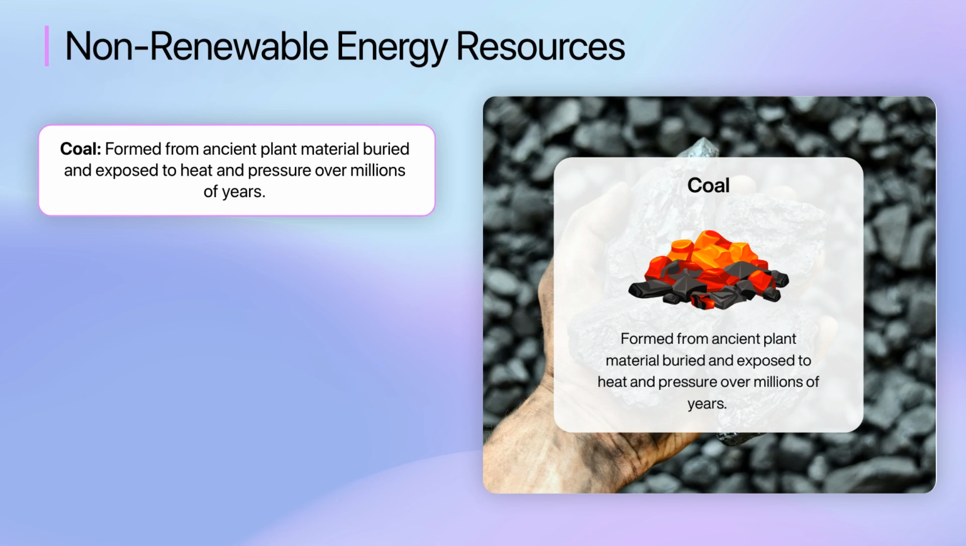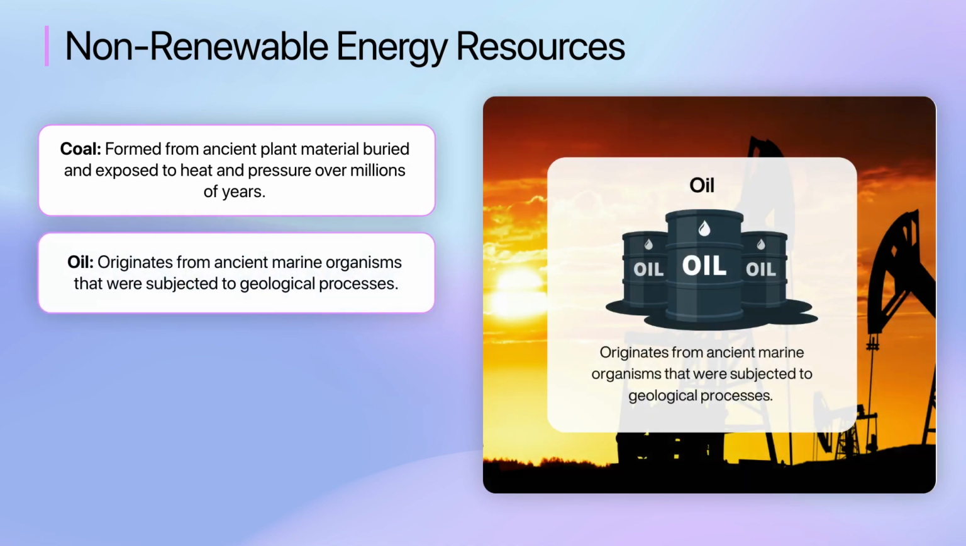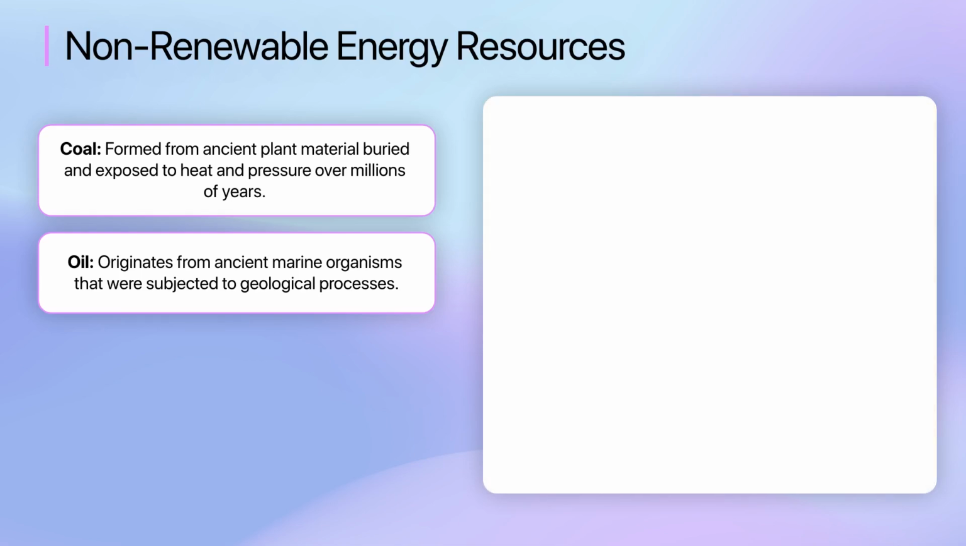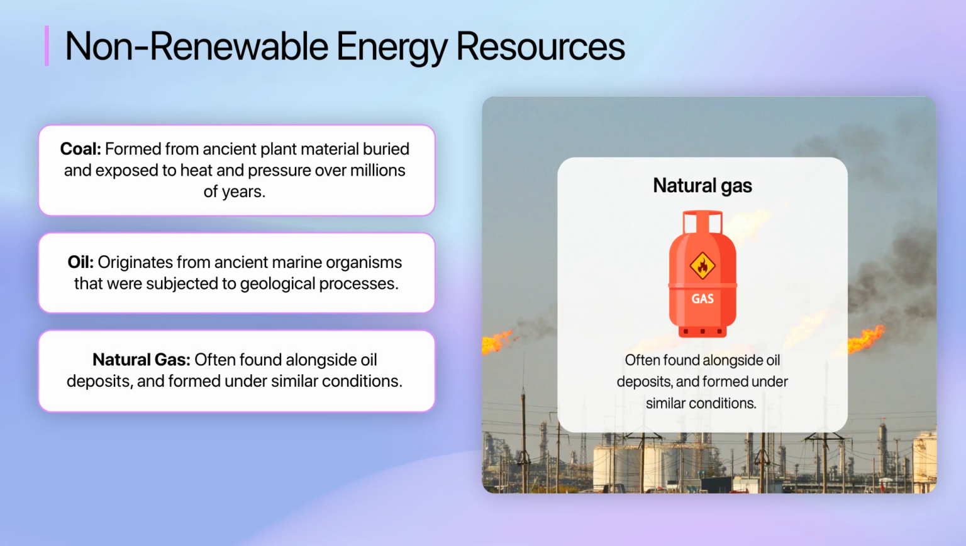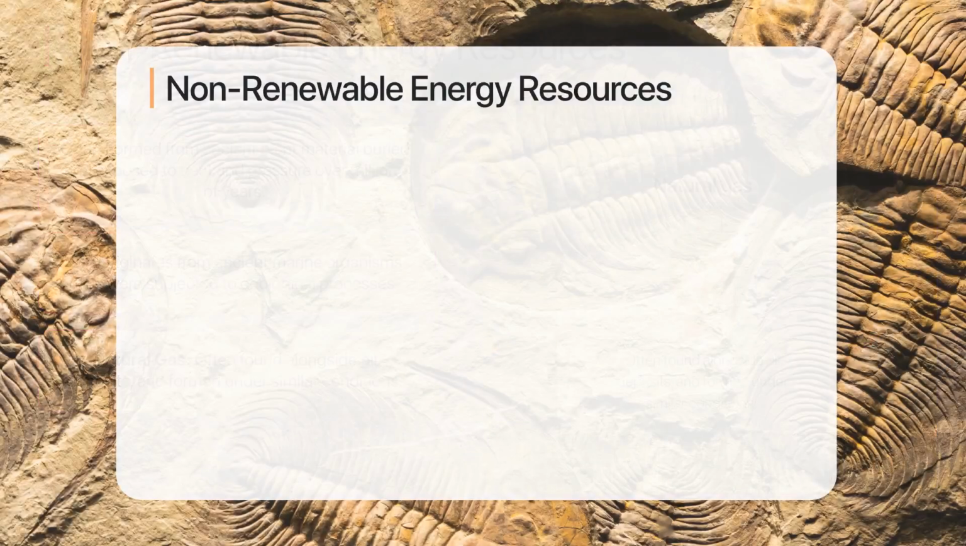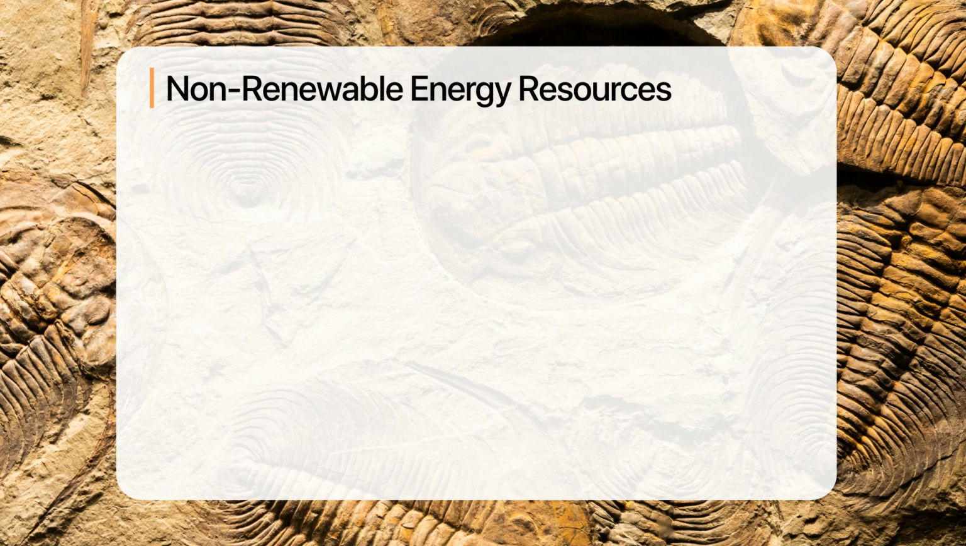First, coal. Coal is formed from ancient plant material, buried and exposed to heat and pressure over millions of years. Second, oil. Oil originates from ancient marine organisms that were subjected to geological processes. Lastly, natural gas, which is often found alongside oil deposits and formed under similar conditions. Once we extract and use these resources, they cannot be quickly replaced.